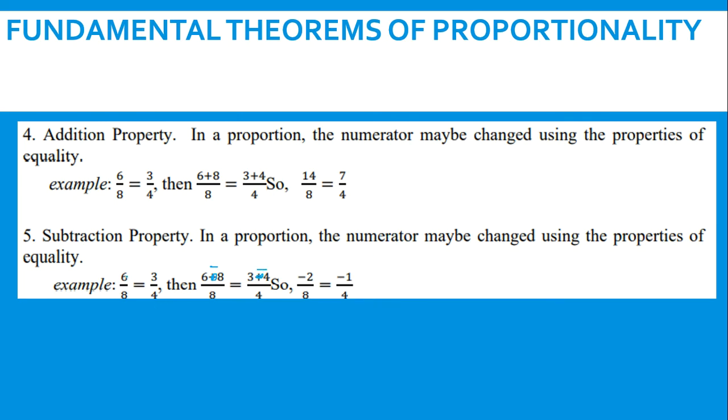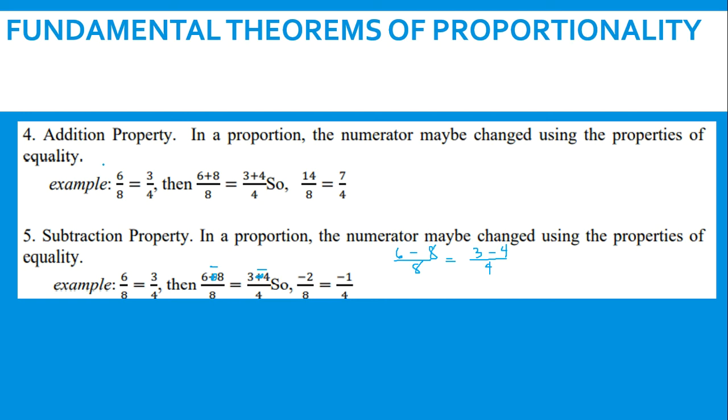If 6 over 8 equals 3 over 4, then 6 minus 8 over 8 equals 3 minus 4 over 8. Not over 8, over 4. So let me redo it. If 6 over 8 equals 3 over 4, then 6 minus 8 over 8 equals 3 minus 4 over 4. So the numerator is changed using the properties of equality. So the subtraction property is what is used.